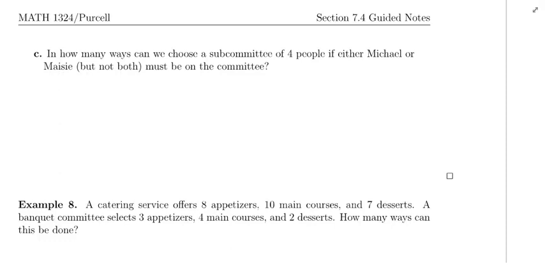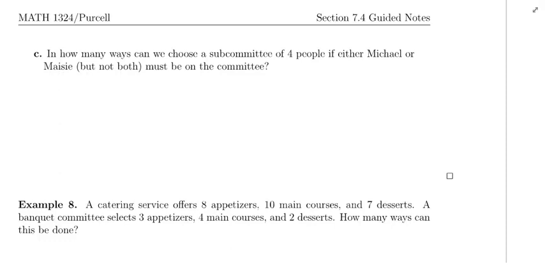Here we are, same kind of setup. We have an overall committee of 12 people. We're forming a subcommittee that consists of 4 people, but now we have this requirement that either Michael or Maisie has to be on the committee, but both cannot be. Also to note, we are not assigning titles here. So because we are not assigning titles, it is not a permutation.